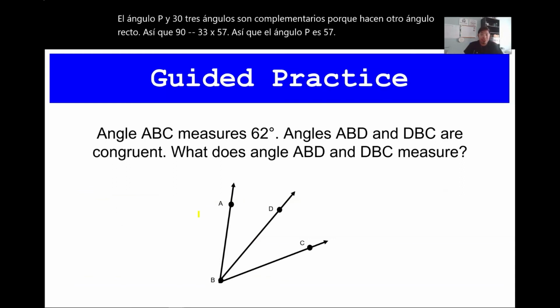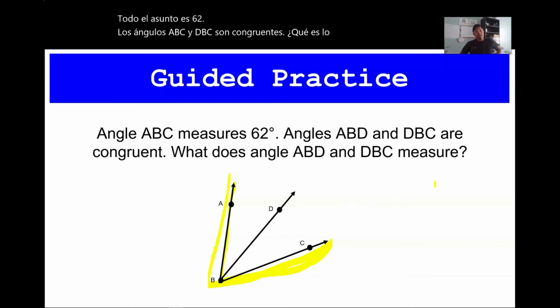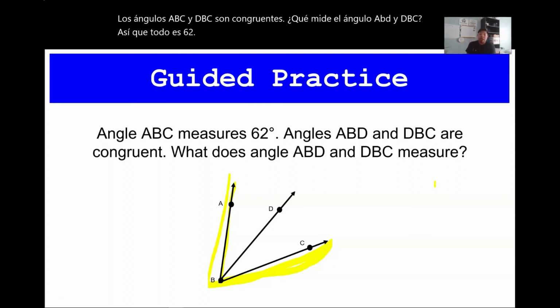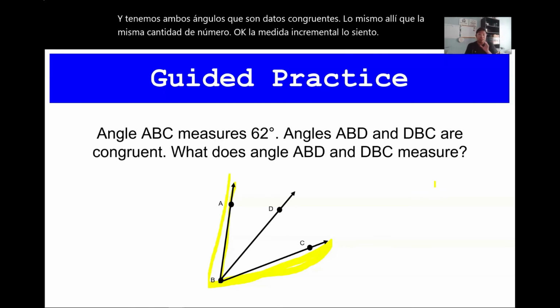Angle ABC measures 62. The whole thing is 62. Angles ABD and DBC are congruent. What does angle ABD and DBC measure? So the whole thing is 62, and we have both angles that are congruent. They're the same. They're the equal amount of measure. They're equal to each other. They're congruent.